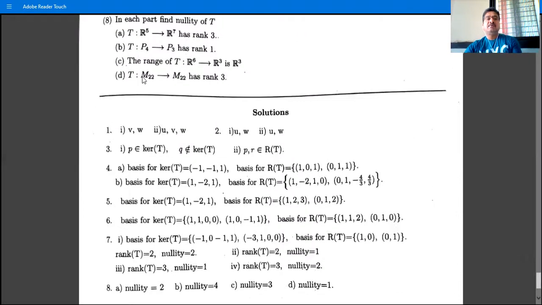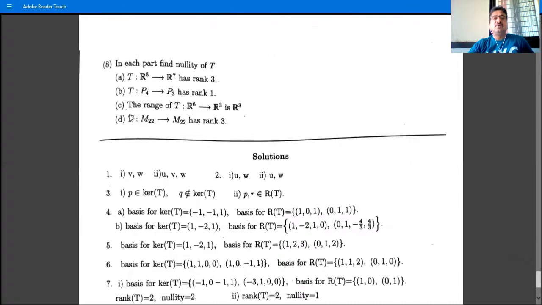The last problem, T from M2 by 2. M2 by 2 means what? It is the vector space of all 2 by 2 matrices. This is the vector space of all 2 by 2 matrices, and has rank 3. And what is the dimension of M2 by 2? It is 4. The dimension of M2 by 2 is 4. And so for this problem number D, rank of T plus nullity of T is equal to dimension of M2 by 2, that is equal to 4. And therefore nullity of T is equal to 4 minus rank of T, that is 4 minus 3, that is answer of nullity is 1.